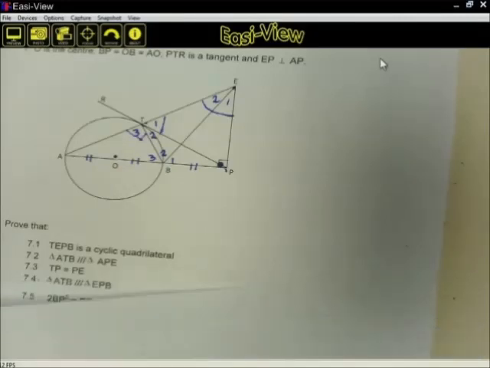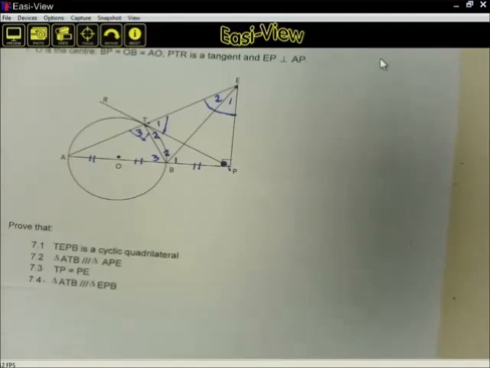Check 7.4 there. Check 7.4. I think this will probably be the last problem. 7.4.